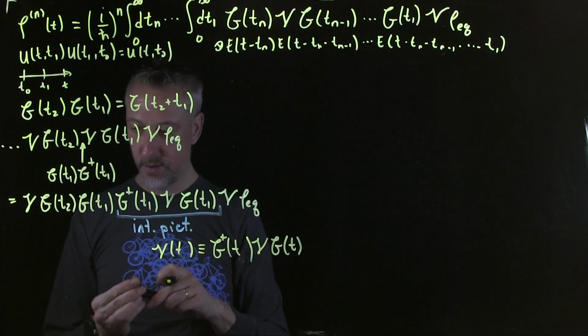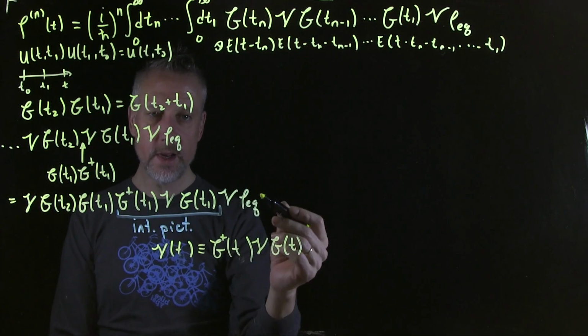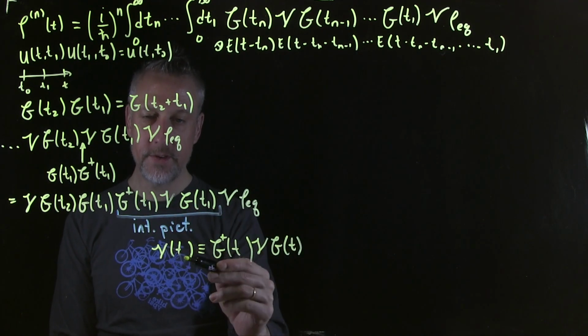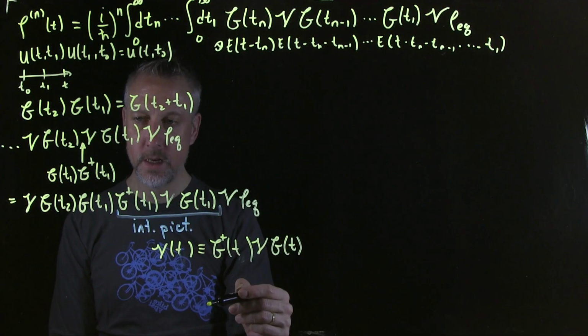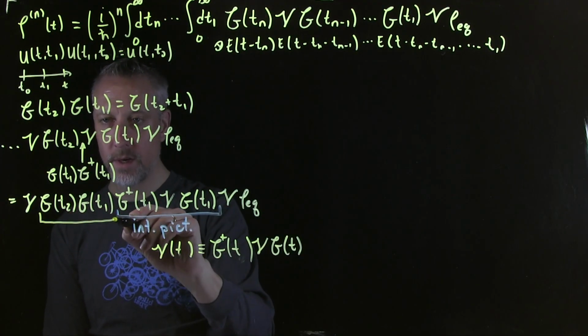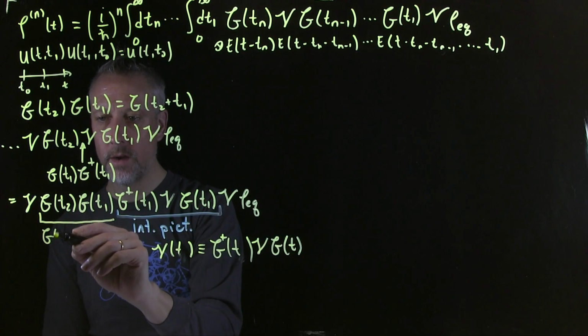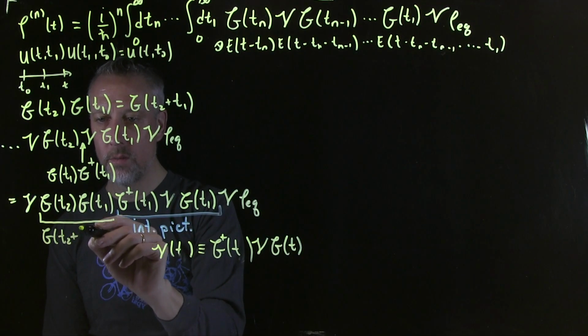All right, so what's the point of doing that? Well, the point of doing that is we see here we replace this chunk of stuff with this V of T, V of T1, of course. And this becomes the thing we just worked out a second ago. It becomes G of T2 plus T1.